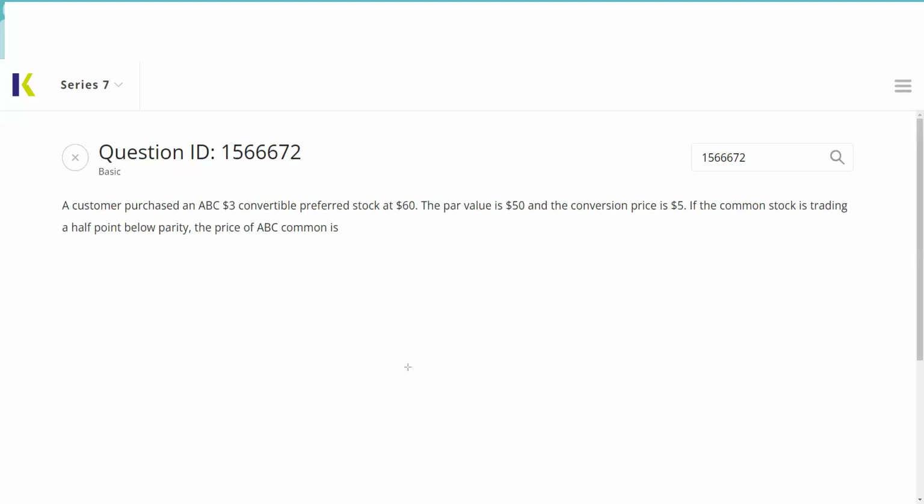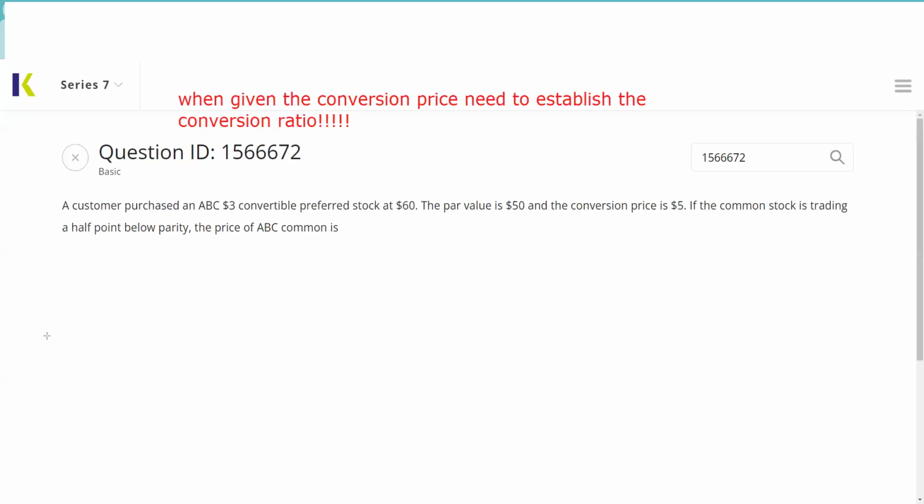Conversion price is 5. First major point. As a test taker, the minute you see conversion price, you say, I don't need the conversion price. I need to establish the conversion ratio. So that's the first most important thing, I think, in convertibles. Now, sometimes they'll give you the conversion ratio. If they do that, well, then you say, thank you very much. But I wouldn't count on it, right? So here we're going to have to establish the conversion ratio.